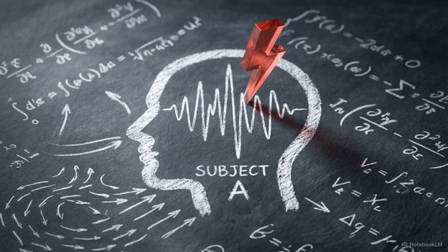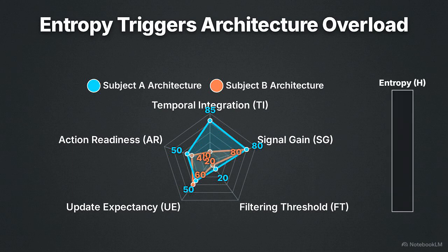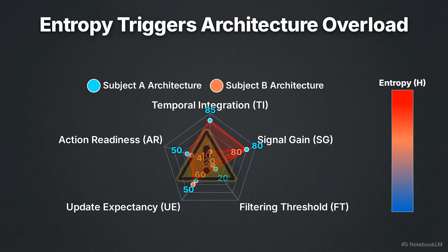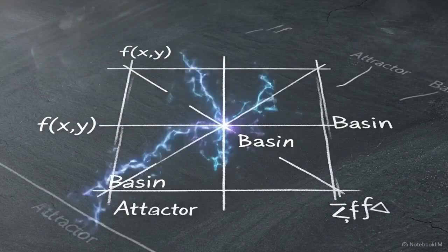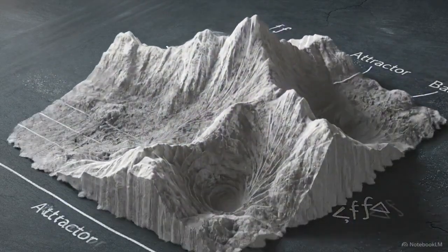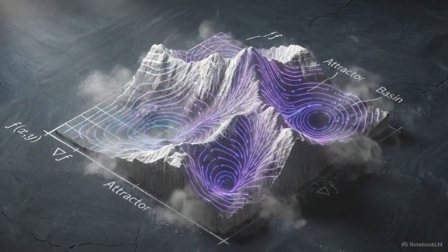Subject A represents an oscillatory profile, also presenting with behavioral overload. Their architecture is different. They combine high signal gain with exceptionally high temporal integration. These charts show that as environmental entropy increases, both architectures fail, triggering an overload state. Subject A requires deep processing time, but is interrupted by high-gain sensory input. Subject B lacks the filtering threshold to block out rapid background noise. Human processing functions through continuous receiver configurations. To achieve stability, clinical focus must shift from labeling a behavioral projection to mapping the underlying manifold.